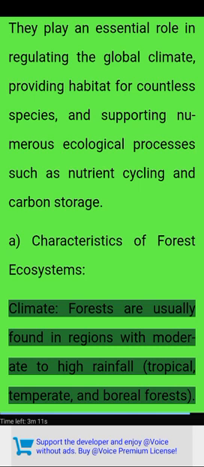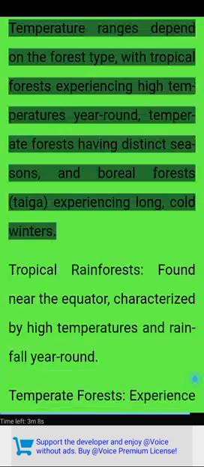Forests are usually found in regions with moderate to high rainfall: tropical, temperate, and boreal forests. Temperature ranges depend on the forest type, with tropical forests experiencing high temperatures year-round, temperate forests having distinct seasons, and boreal forests, or taiga, experiencing long, cold winters.